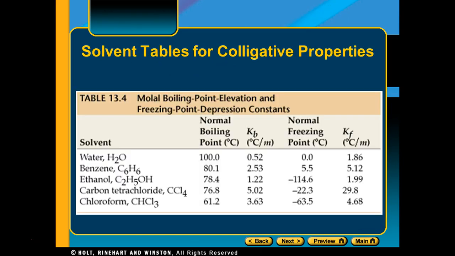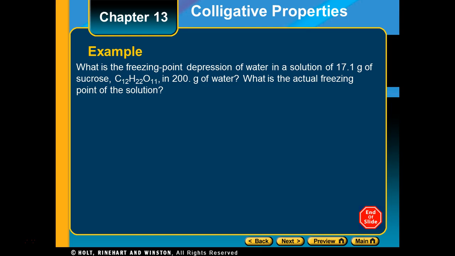All right, before we move into a problem, just refresh your memory. We have tables, various tables. In this case, we have a table with different solvents, but we're going to be focusing on water again. And we're going to look at our KF because we want the molal freezing point. And so we're going to be looking at that 1.86 number. That's our tabulated number. Okie dokie, let's go ahead and do a problem.